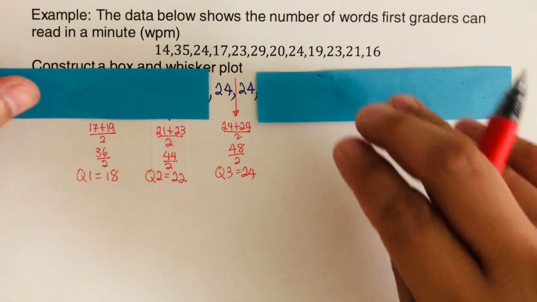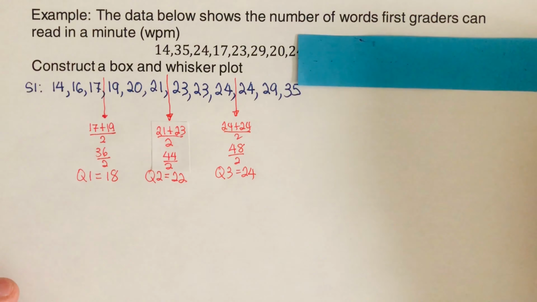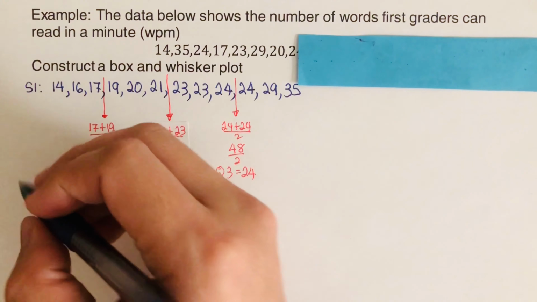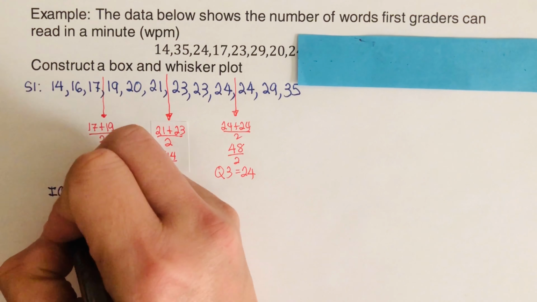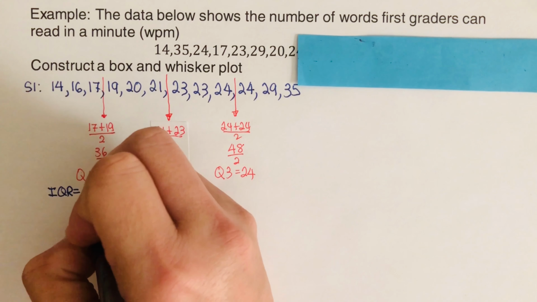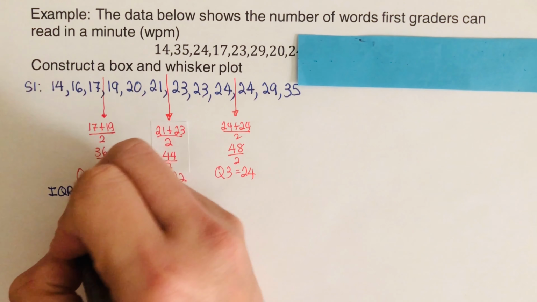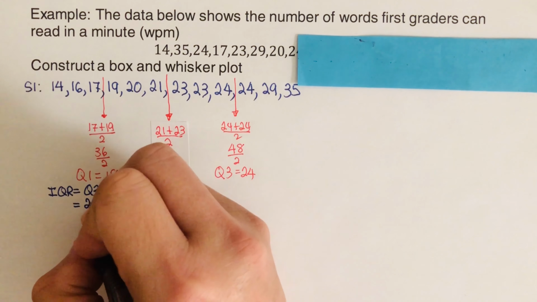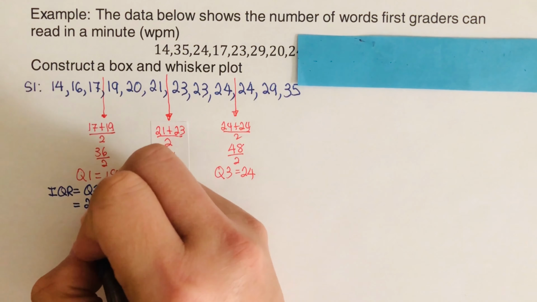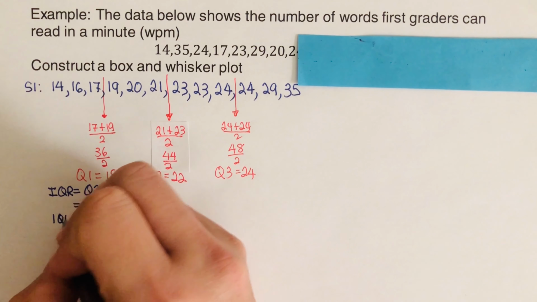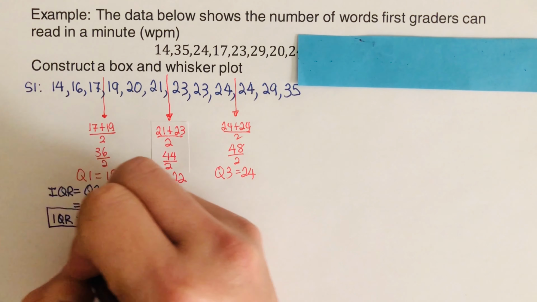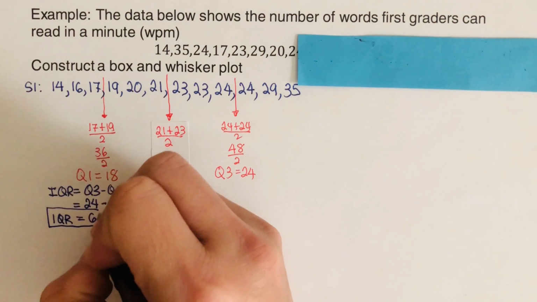Now, part of this step is to determine the IQR. So remember, IQR is, I'm just going to show that up here. So our IQR is Q3 minus Q1. So our Q3 is 24, minus Q1 is 18. So 24 minus 18 is 6. And that is our interquartile range. Now let's move on to the second step.